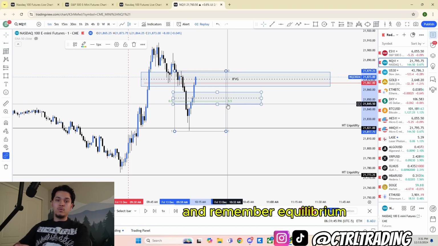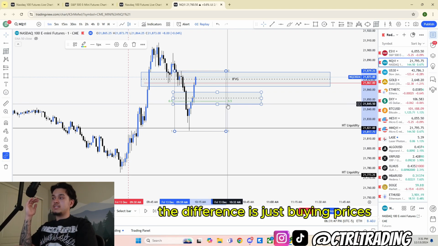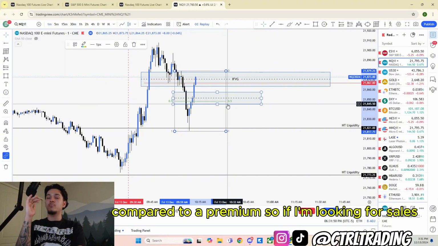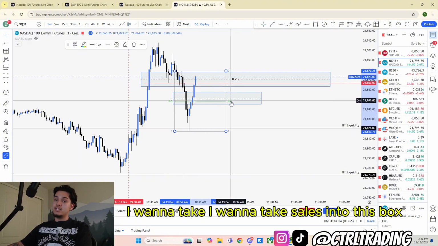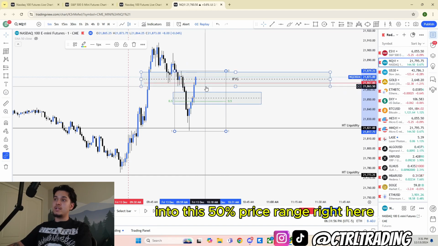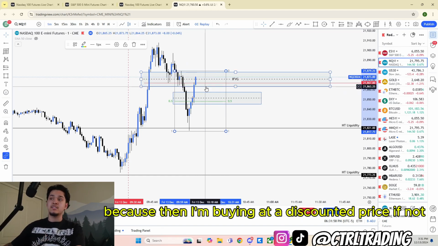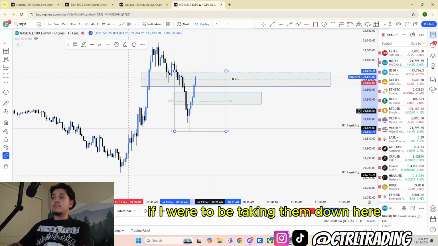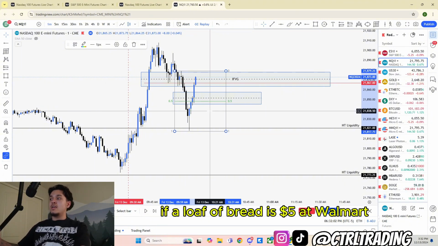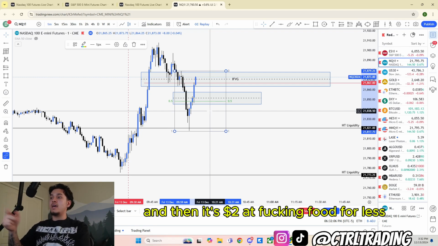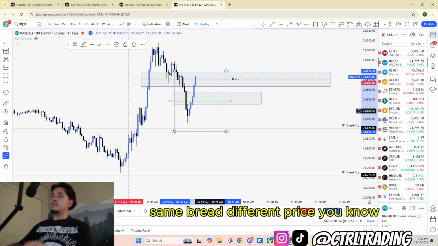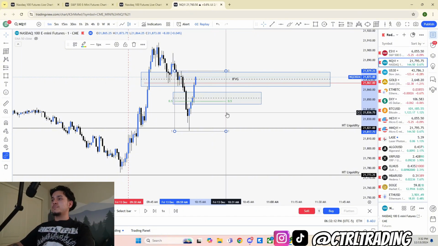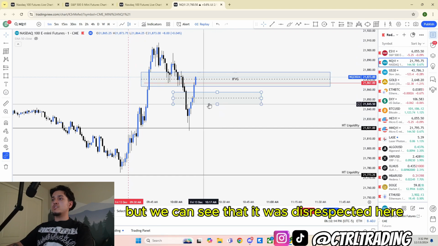And remember, equilibrium, the difference is just buying prices at a discounted price range compared to a premium. So if I'm looking for sells, I want to take sells into this box, into this 50% price range right here, because then I'm selling at a premium price. If I were to take them down here, I'd be selling at a discount. If a loaf of bread is $5 at Walmart and then it's $2 at Food For Less, I'm going to go to Food For Less. Same bread, different price. But we could see that it was disrespected here.